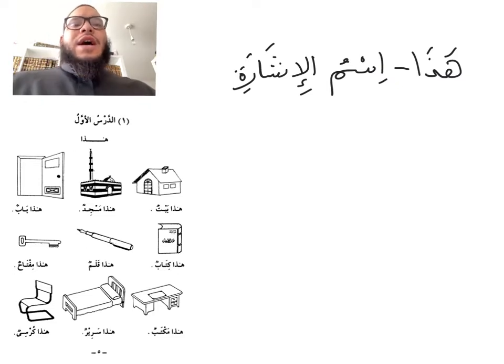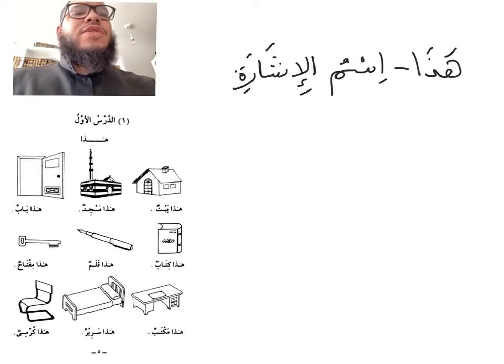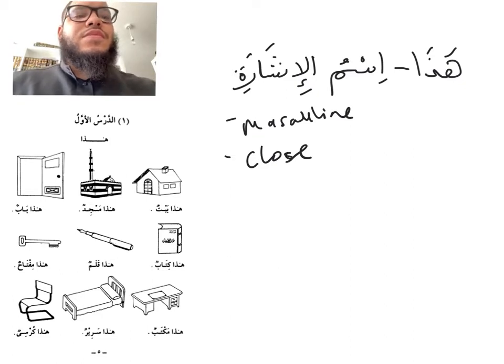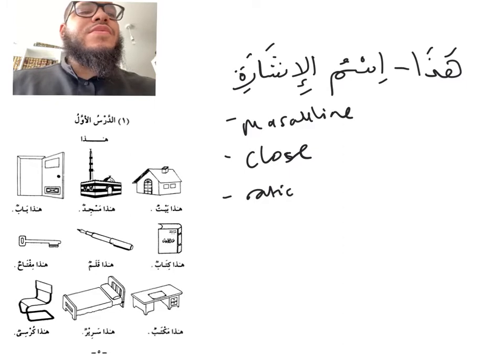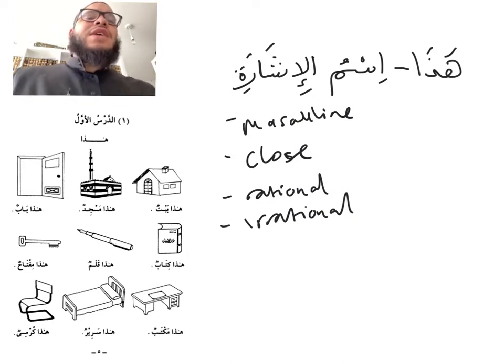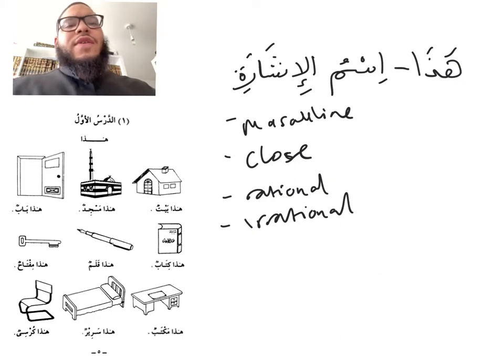I use the noun هذا to draw your attention to something. I want to say "this is." However, هذا in the Arabic language is used for words that are: 1. Masculine, 2. Close in proximity, 3. That which is rational, 4. That which is irrational, i.e. objects. Now, in the Arabic language, a noun is either masculine or feminine.